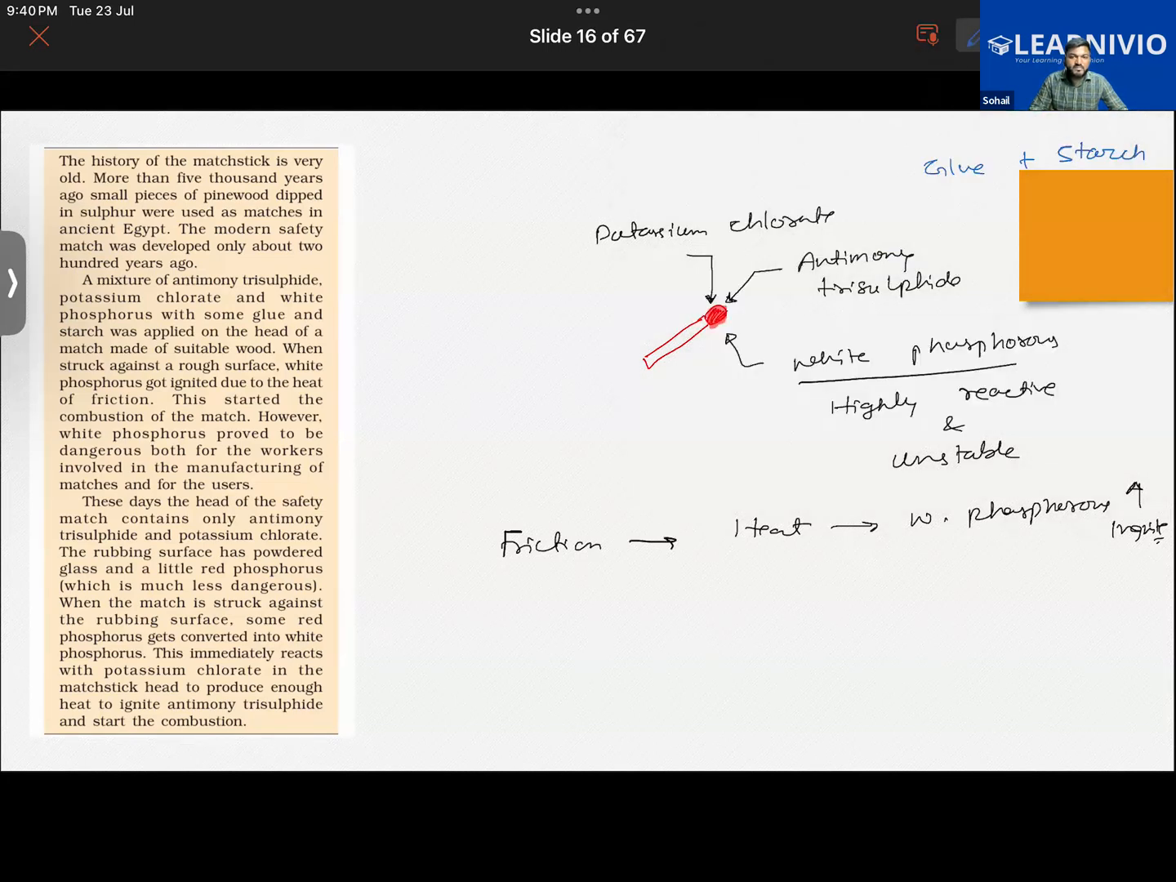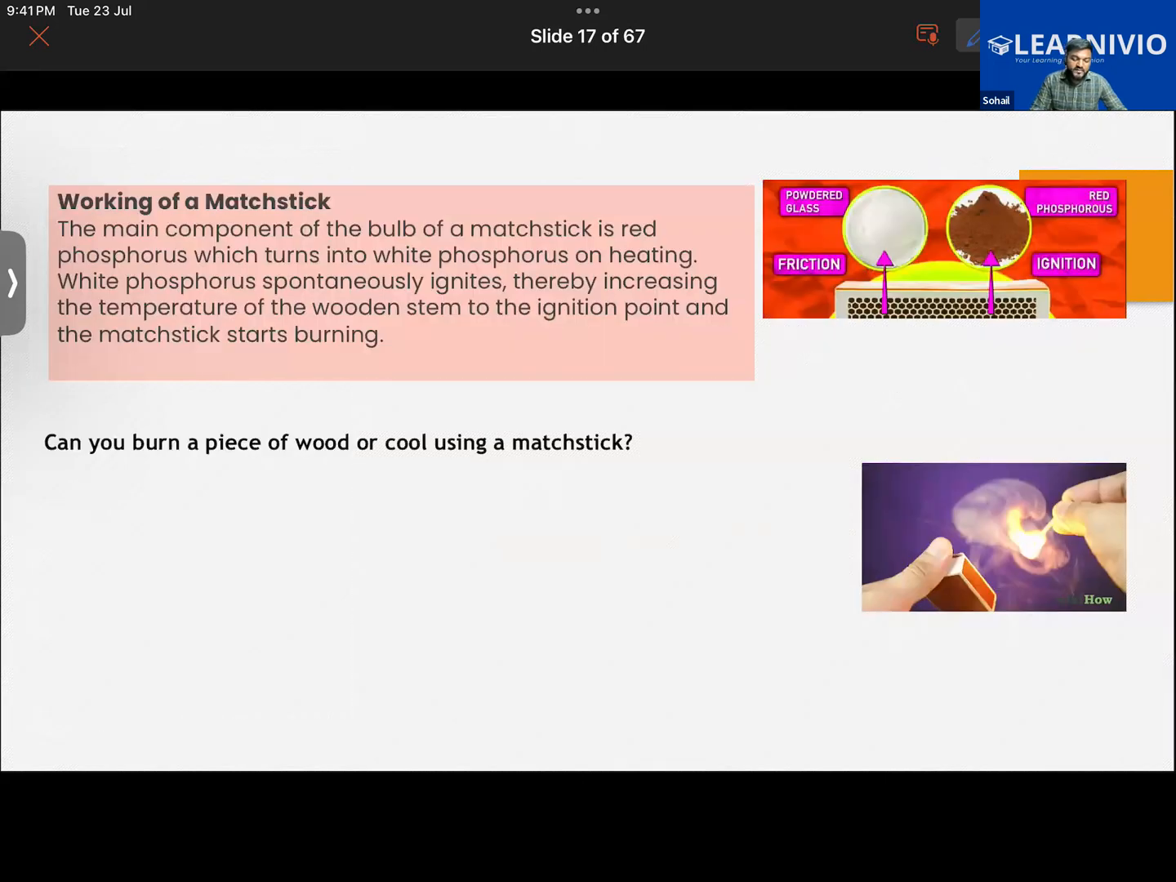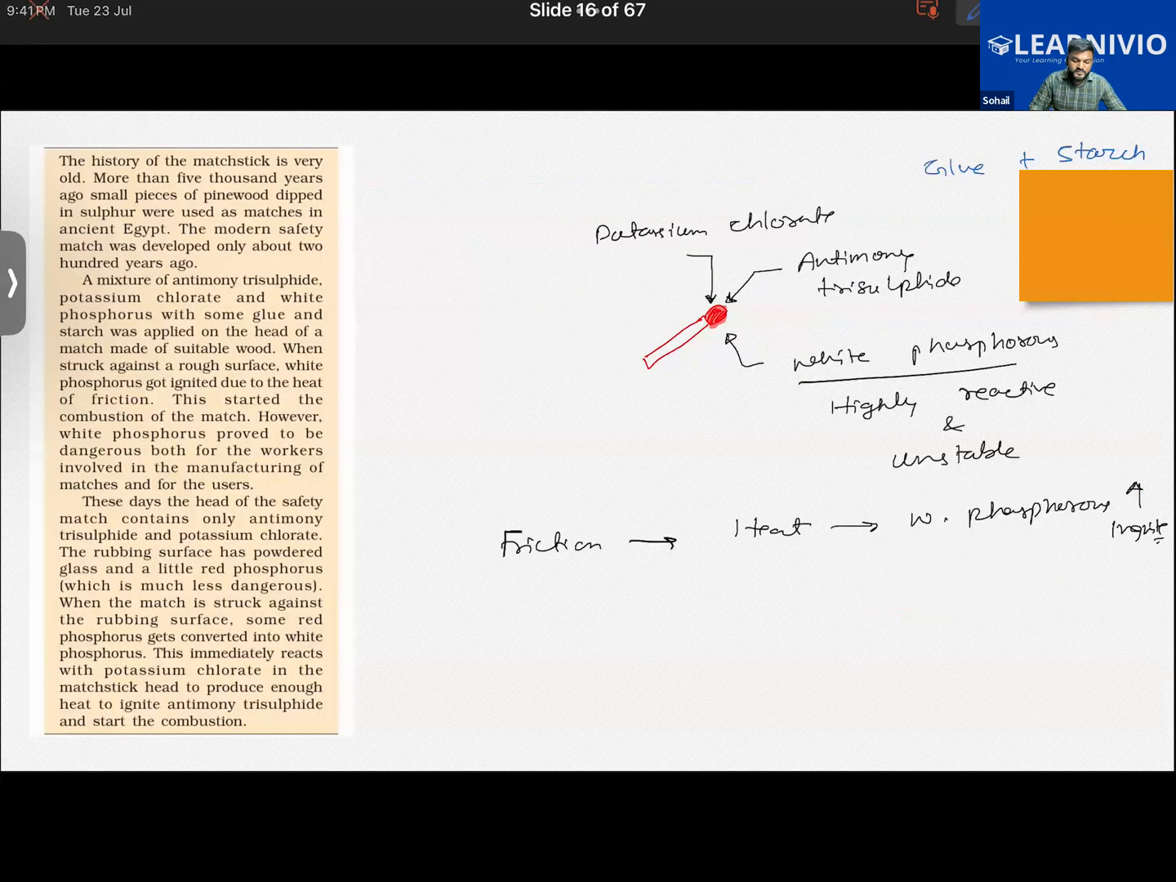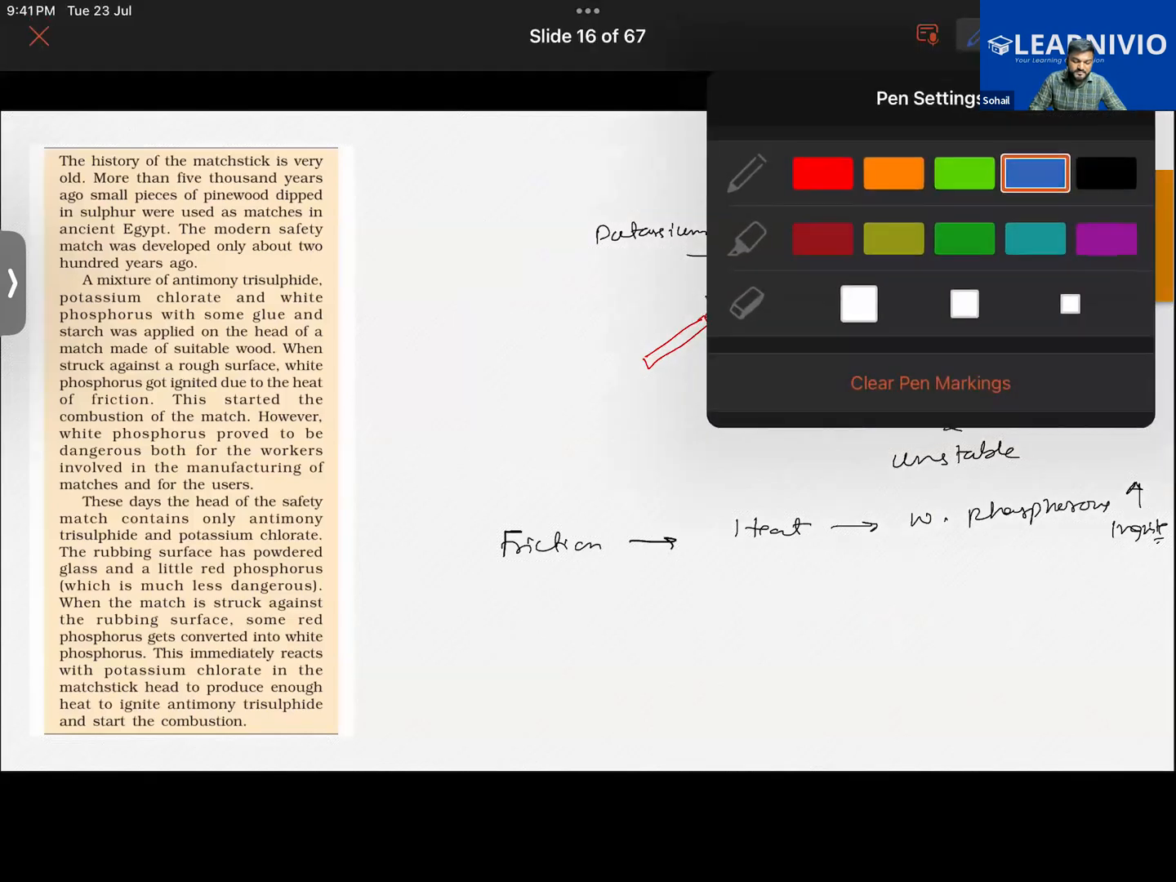But at that time the matchsticks were not very safe. Because in that we were using white phosphorus, which was a very unstable compound, a highly reactive chemical. So it was not very safe. Thereby, in order to make it less dangerous, nowadays that white phosphorus has been replaced with red phosphorus. All the other chemicals have been the same.